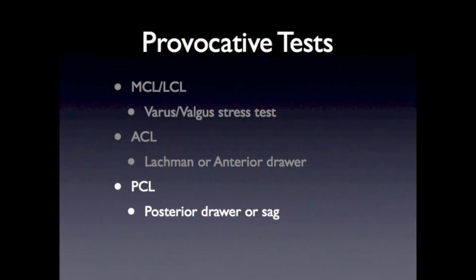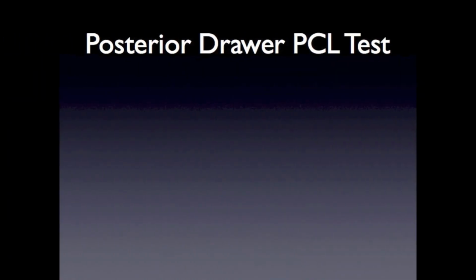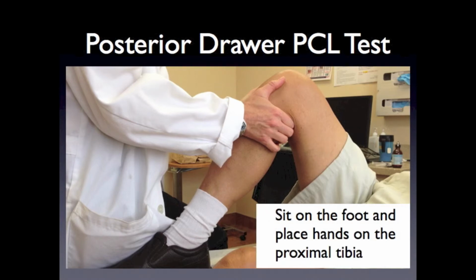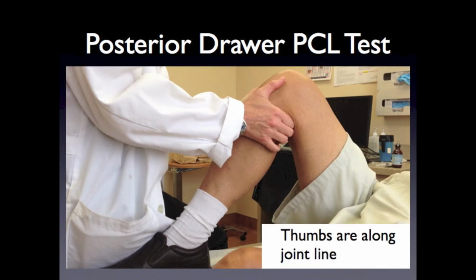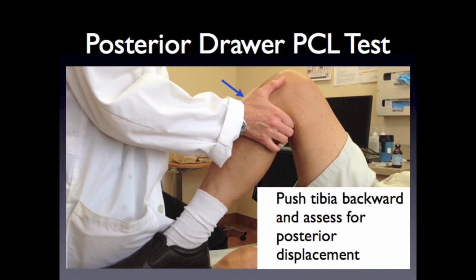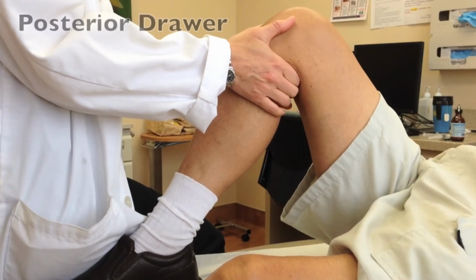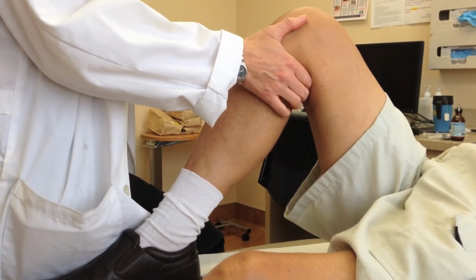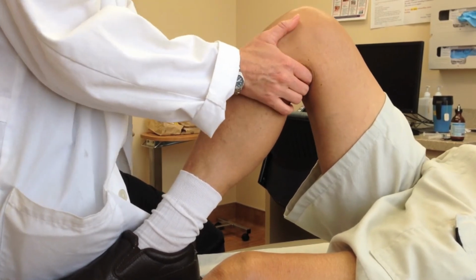To test the posterior cruciate ligament, or PCL, we will use the posterior drawer test. The patient is supine with the knee flexed 90 degrees. Sit on the foot and place the hands on the proximal tibia. Place the thumbs along the joint line both medially and laterally. Push the tibia backward and assess for posterior displacement of the tibia compared to the femur. The knee flexed at 90 degrees and the thumbs over the joint line, push the proximal tibia backward and assess for an endpoint.